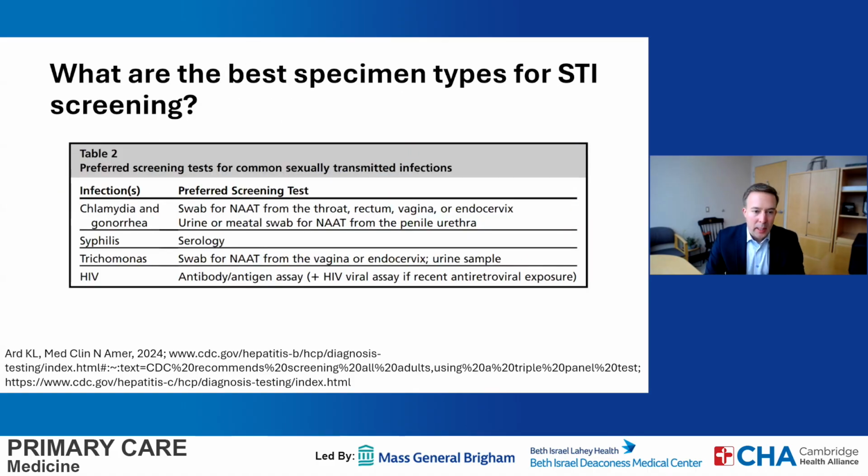So, what are the best specimen types for STI screening? Well, for chlamydia and gonorrhea, we're using nucleic acid amplification tests. These can be sent from the throat, the rectum, the vagina, or the endocervix. These can be self-collected by patients, with the exception of the endocervical swab, with no decrement in accuracy. For people who have a penis, a urine test is the best test. It is just as sensitive as a urethral swab. There's no need to do a urethral swab if the patient is able to urinate. And the urine specimen that we're looking for here is a first catch urine, meaning the first urine that exits the body in that episode of urination.